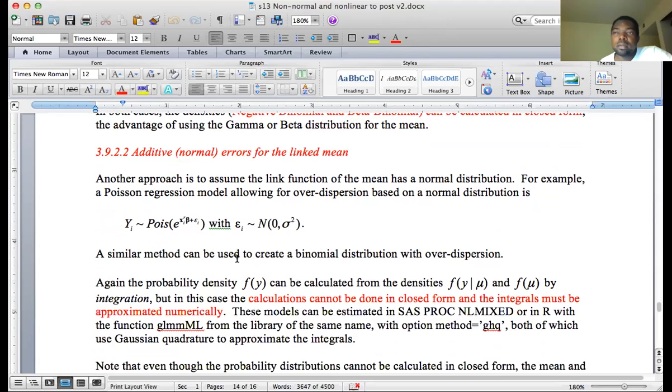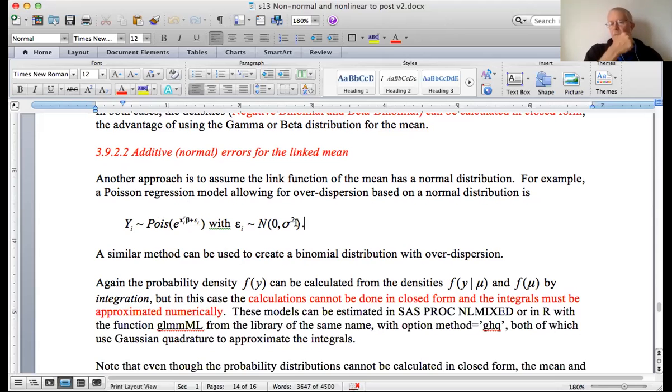A question. Sure. Must we specify the parameters of the epsilon, like must it be standard normal, mean 0 and variance 1, or how do we work with it? Yeah, good question. It needs to be mean 0. Well, it could be a different mean, but the mean would just get absorbed into the intercept of the linear predictor. So usually it's assumed to have mean 0, but it can have a different variance.